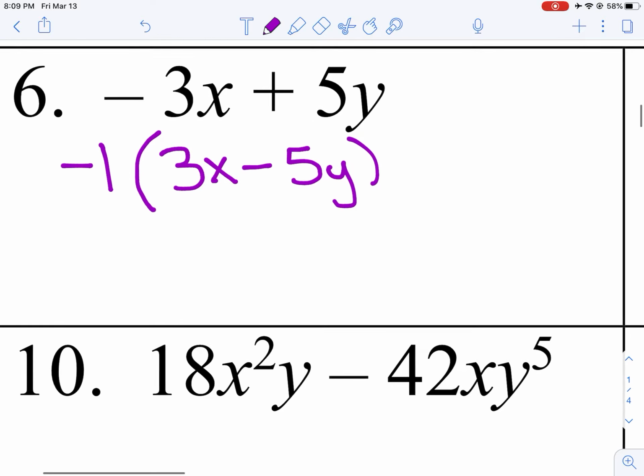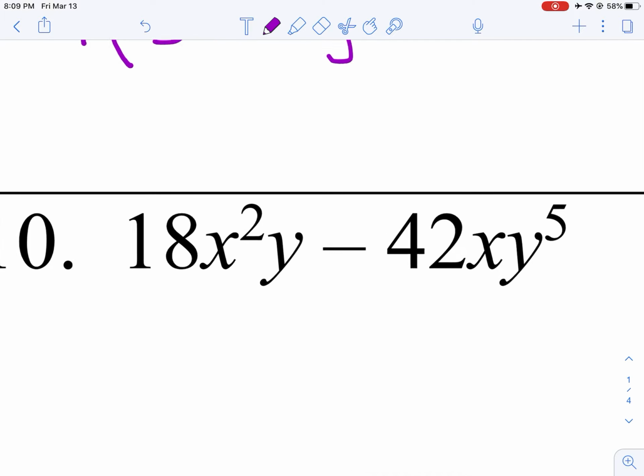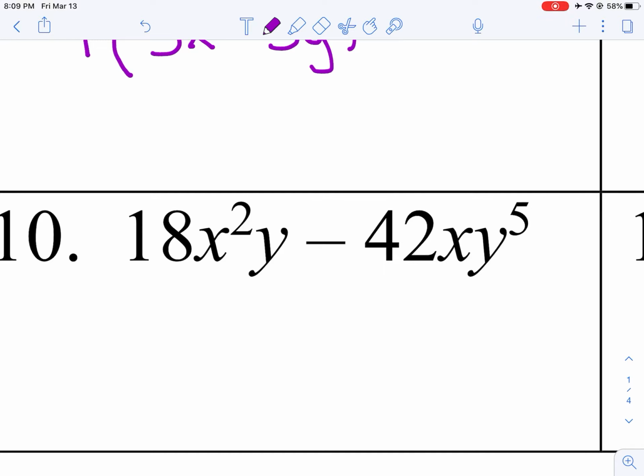Okay, so let's do this one. Ooh, this is big. Now they both have a 2 in common. Do they have the 3 in common? I think they do. 2 times 3 is 6. I bet they have a 6 in common. What do you think? Do they have a 6 in common? I think so. So I'm going to take out a 6. Do they have x's in common? They have 1 x in common. Do they have a y in common? Yep, they have 1 y in common.